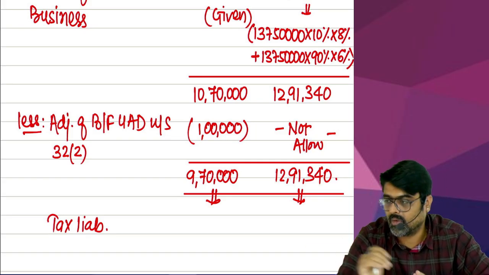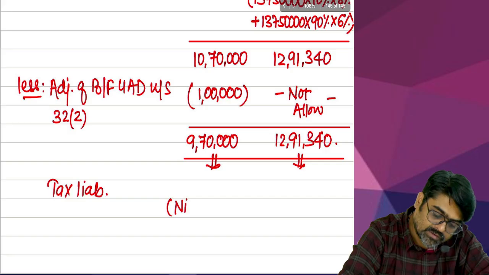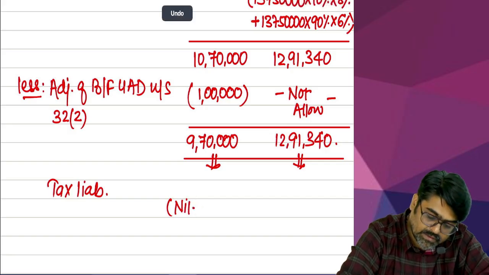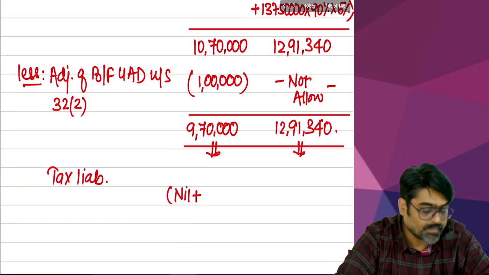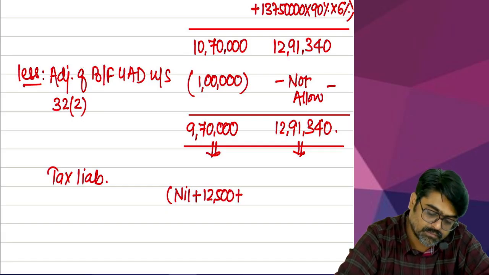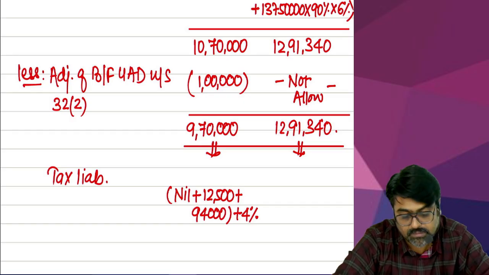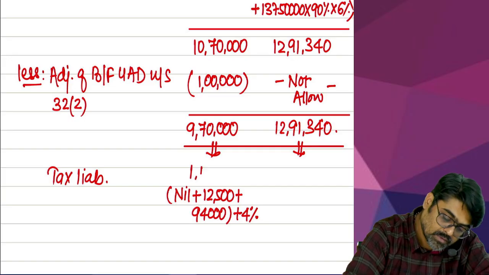Definitely the tax liability will be lower on 9,70,000. On first 2,50,000, it will be nil, since the assessee is not following 115BAC. Yes or no? And 12,500. And on 4,70,000, calculate 20%. How much? 94,000 plus 12,500 plus 4% cess. Tell me how much? 1,10,760. Everyone got this?